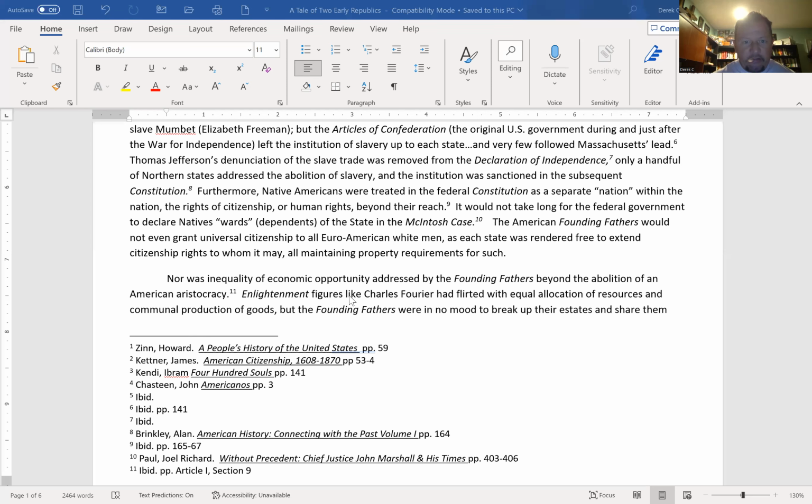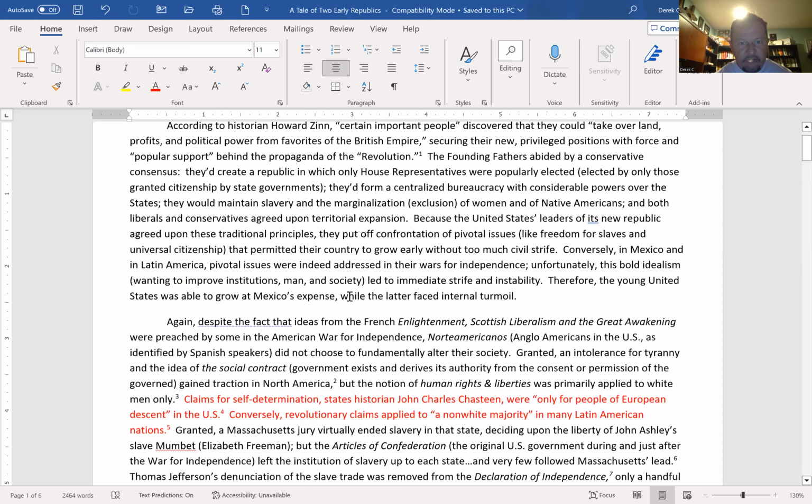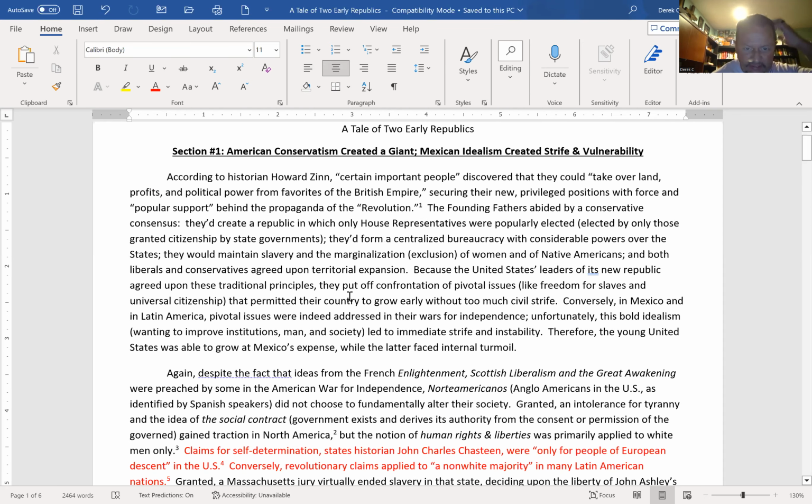So at any rate, it begins by reiterating what was stated in the previous assignment, and that is that the Latin Americans really addressed the controversial institutions, practices, and ideas that the Norte Americanos, the gringos in the U.S., were not willing to address. They kicked those issues down the road to be addressed later.